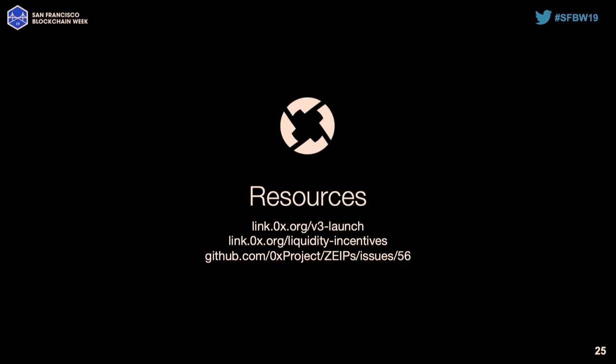So that's all I have for the presentation today. If you want to learn more about any of these topics, there's a wealth of information out there. A few links here describing the V3 launch. We're actually putting that to a vote on Monday of next week. So if you own ZRX, please get out there and vote. The second link describes some of the liquidity incentives in much more detail. And then finally, if you want to learn the low-level technical details of the smart contracts, check out this last 0x improvement proposal, which links to all of the other proposals that are included in 3.0.